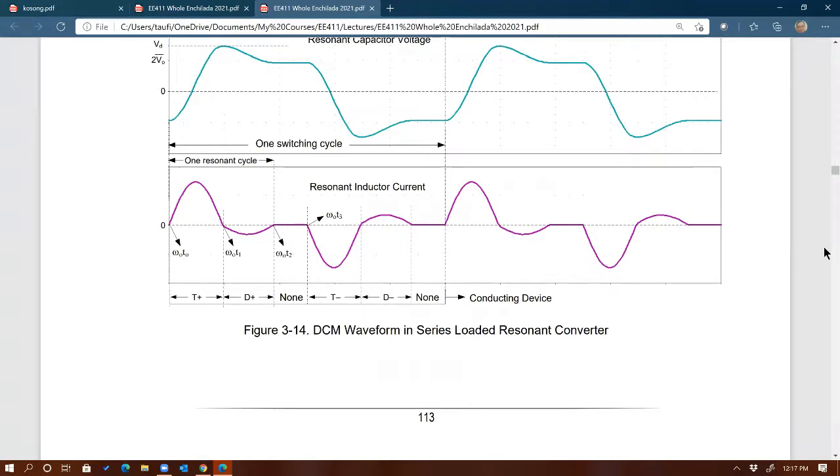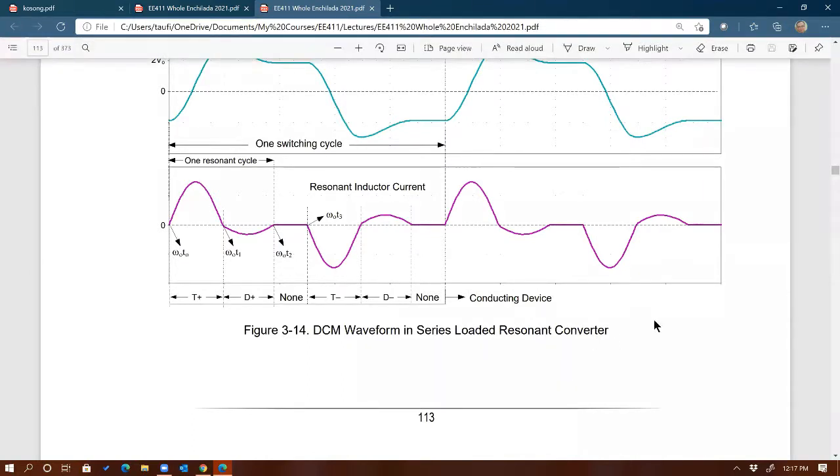Good afternoon again. So let's continue our discussion on series loaded resonant. I know I spent a lot of time on SLR, but I'll go faster on PLR because they're similar. So SLR stands for series loaded resonant.